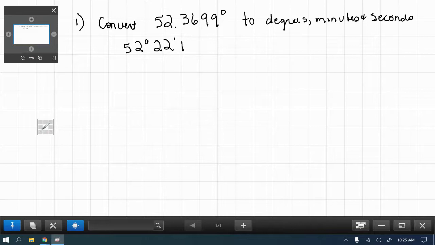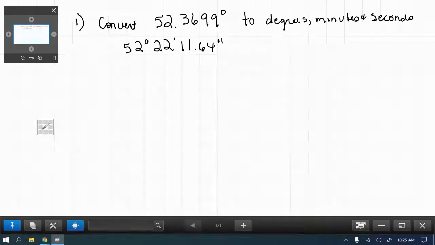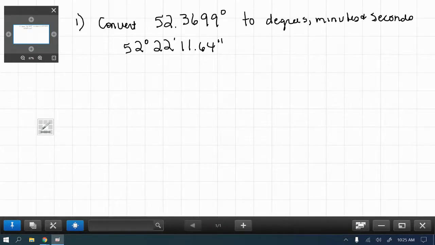You want me to tell you how? When you're putting it in here, all you have to do is put in 52 decimal point 3699. You don't even have to hit the degrees. Just punch it in, and then do second angle, which is that second apps, and go down to number 4, which is degrees minutes seconds, and hit enter. And it converts it for you.